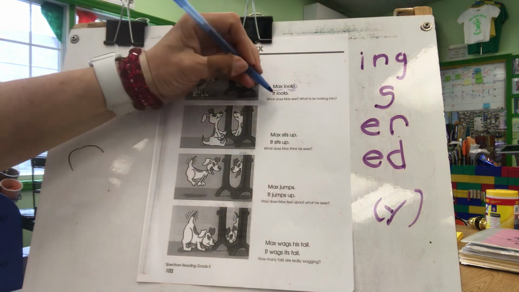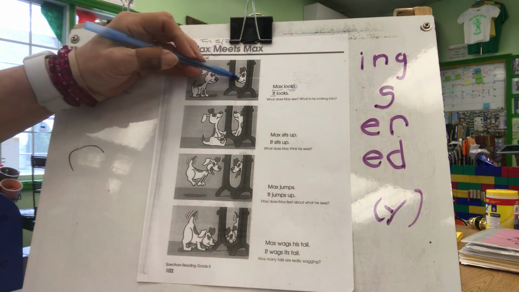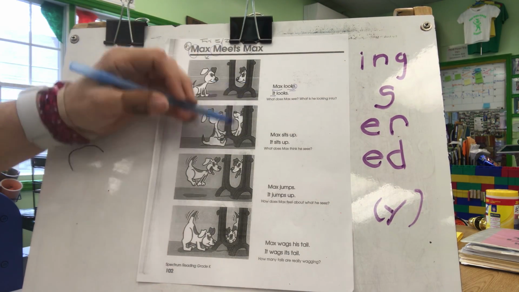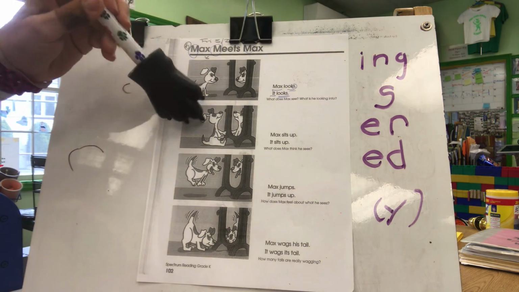And then we're going to put a line under it. Instead of saying Max, it's the pronoun it. We're not talking about Max anymore. It is the subject of that sentence. And put 2 lines under looks. What does Max see? Is he looking into a what? What do you think that is? Let's see if we can find out. Let's go to the next picture.